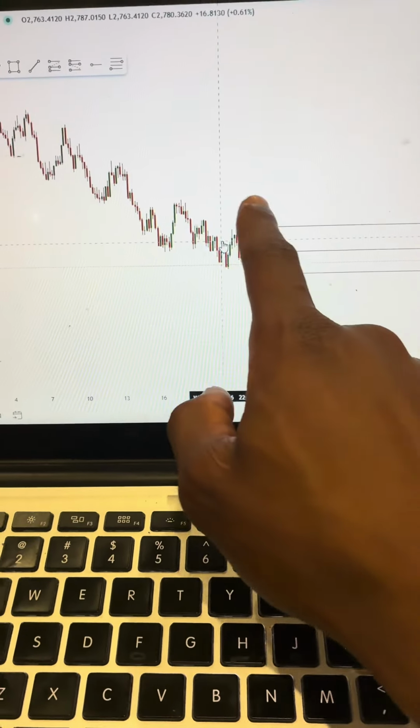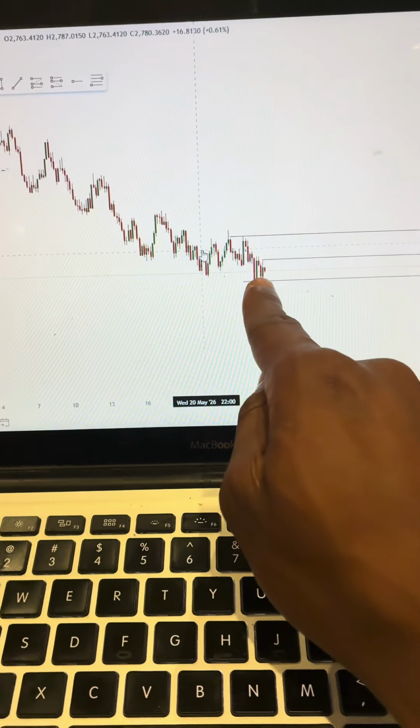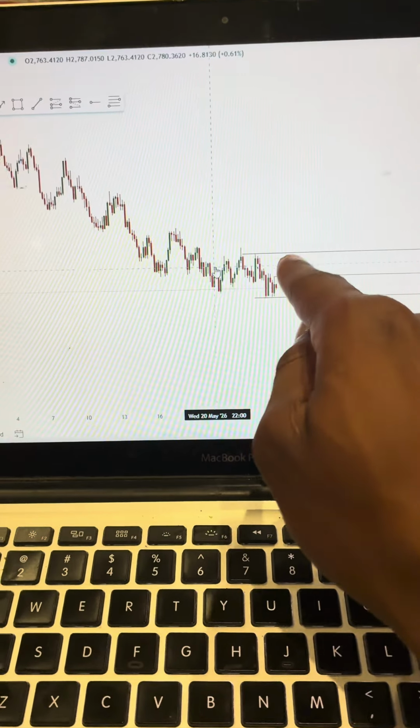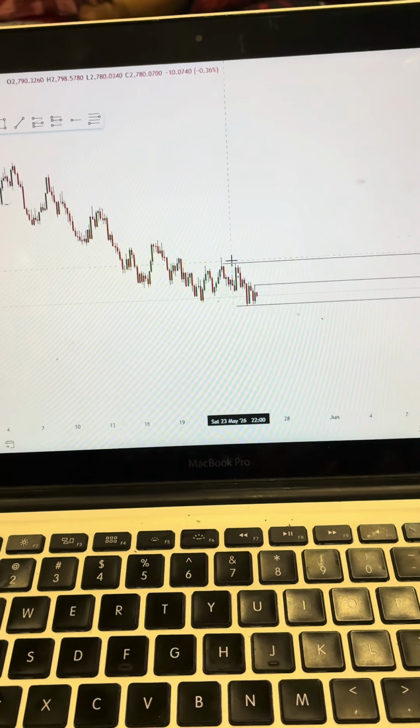So I'm saying, okay, this is my area of interest. So I'm gonna mark this area right here. So I'm saying that if the market happens to come back here, I'll definitely be looking for a rejection. Right? So that's one point.